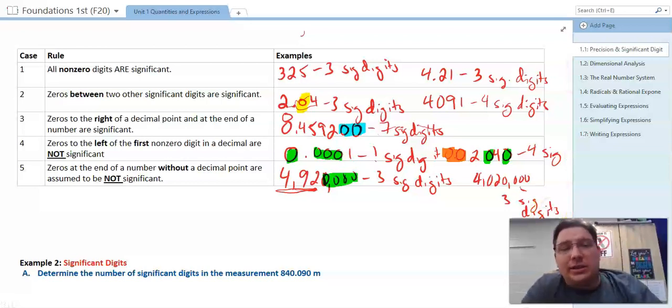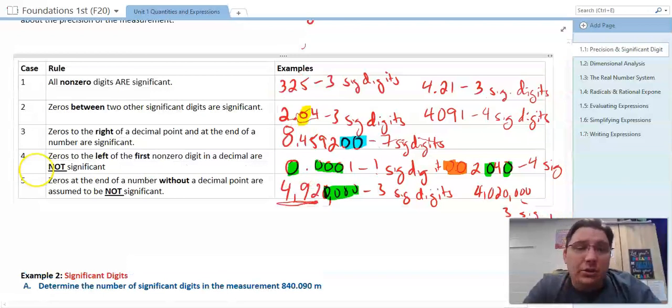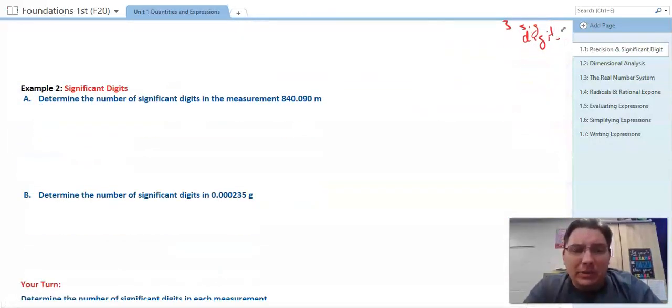All right, so we're going to take a second. We've talked about a lot of cases here. You're going to look now at a couple of examples, okay? So how many significant digits are in 840 and 90 thousandths meters? Think about all those cases we just talked about. Which zeros are going to be significant? Which zeros are not going to be significant?